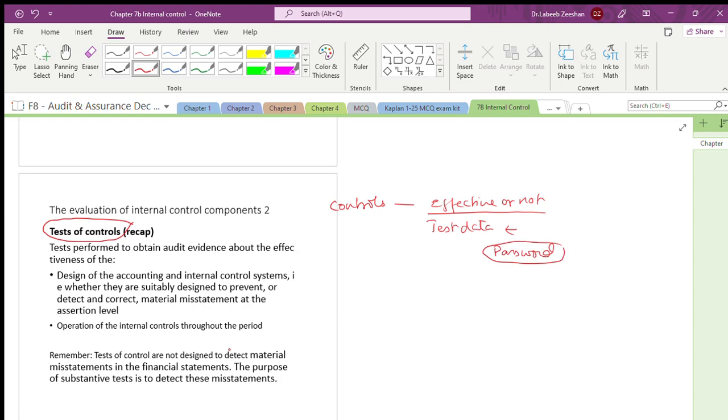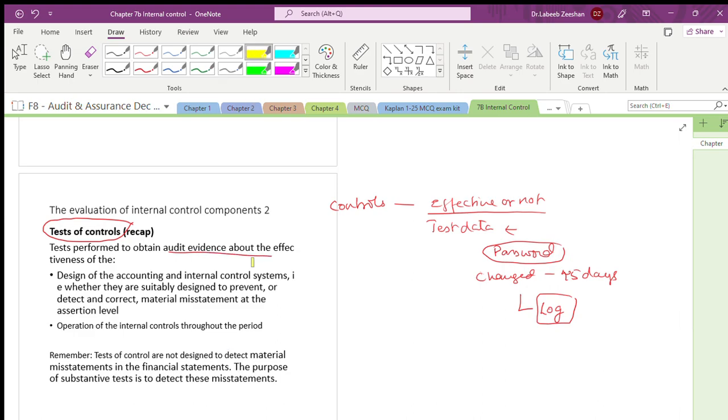Sometimes, because the software is not that effective, it may happen. You will see whether the password is going to be changed at 15 days or not. You will not only see the practical things, but also the log, to see whether it is happening or not. Test performed to obtain evidence about, see, this is what it says.